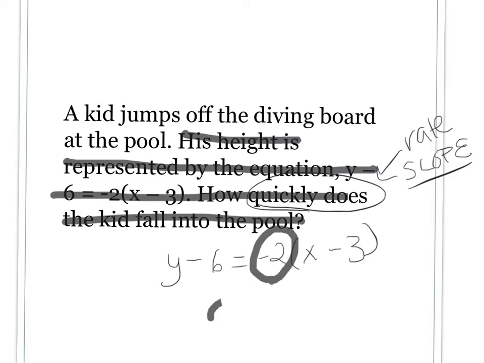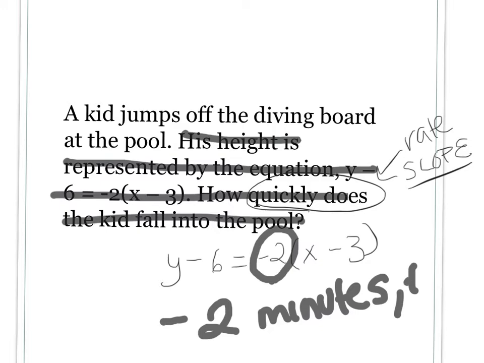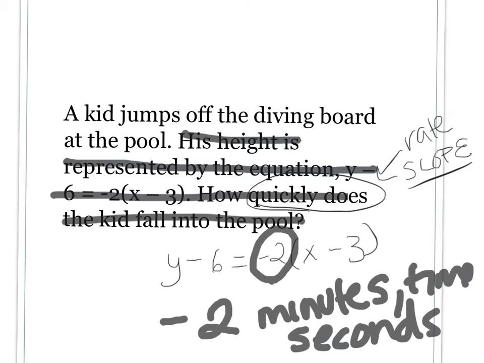Negative 2 is how quickly he's going in there. Now, they didn't give us any units, so we don't have to be specific. It can be minutes, it can be time, it can be seconds. So basically what you need to remember is that the number in front is always my slope. As soon as you see an equation like this, you think of the number in front of the parentheses.